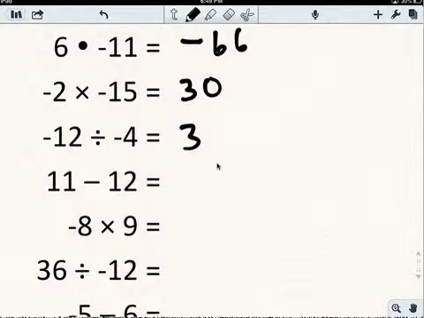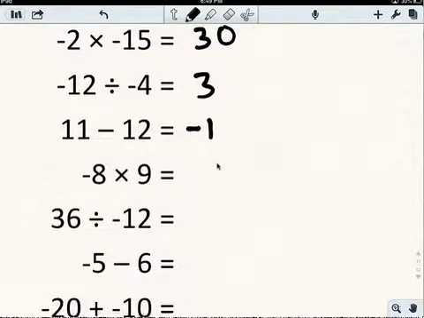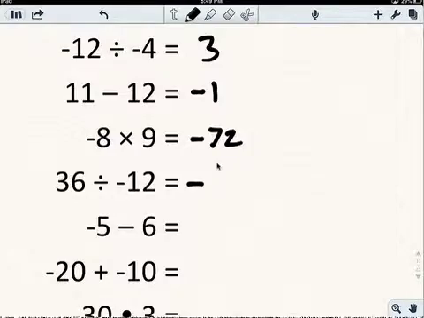All right, 11 minus 12, it passes 0 to get to negative 1. Negative times a positive is a negative. 8 times 9 is 72. Positive divided by a negative is a negative. 36 divided by 12 is 3.